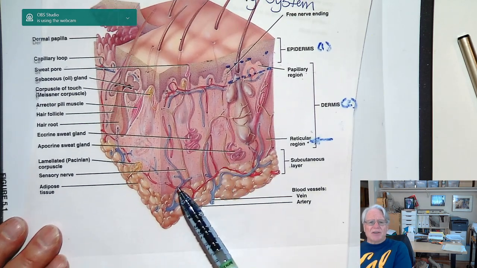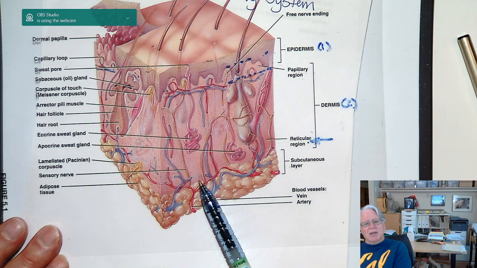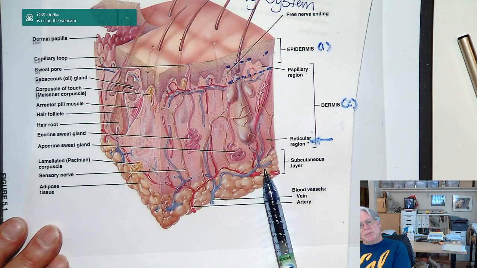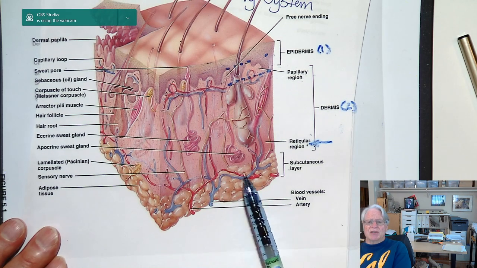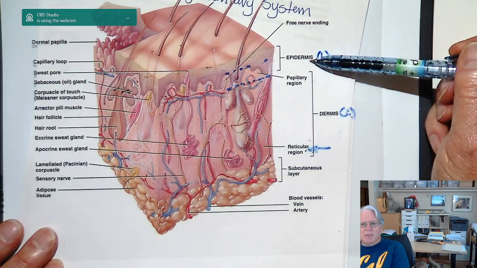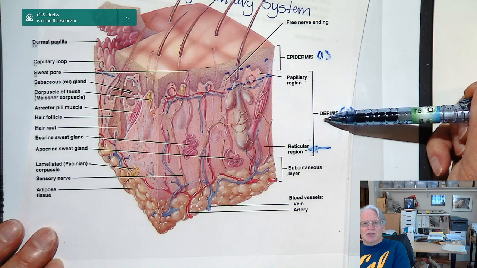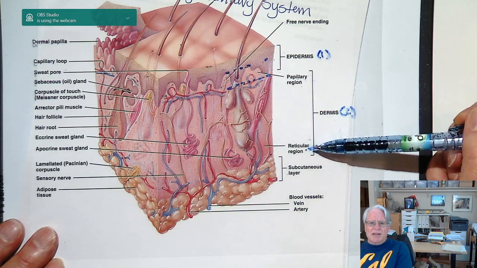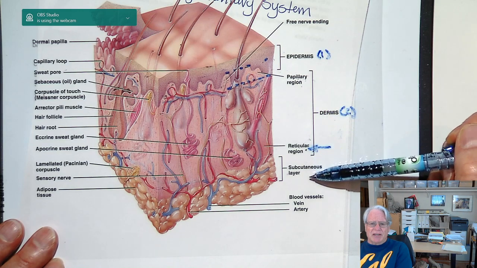Further down, there's another capillary bed here. And this is more or less embedded in this layer, which is deep to the skin. So as I mentioned, the skin includes the epidermis and the dermis. And then below that is the subcutaneous layer.